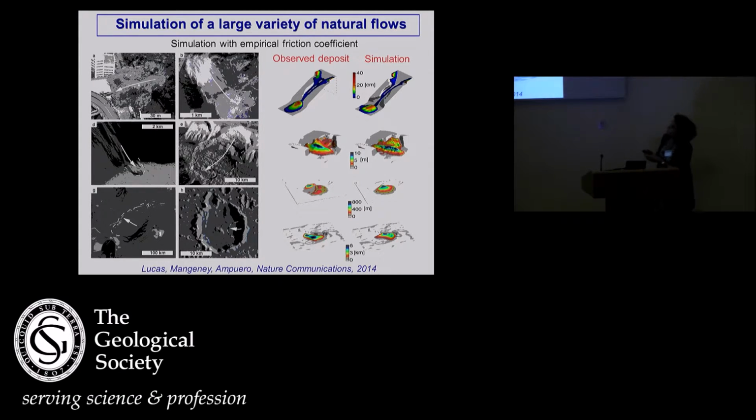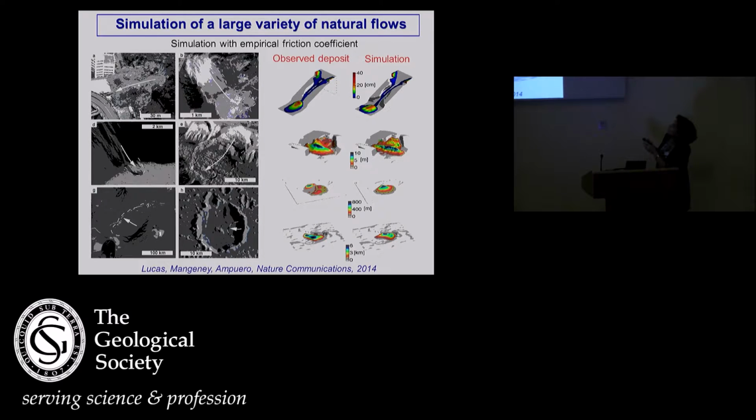It's a study that we have done a few years ago, and we have tried to simulate a lot of landslides on Earth, on Mars, on other planets. The idea was to see if there was a general trend observed all over the planets, whatever the presence of water, the presence of air or something. So we have used our models and tried to simulate the observed deposits.